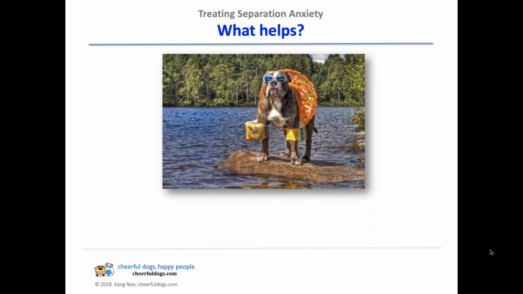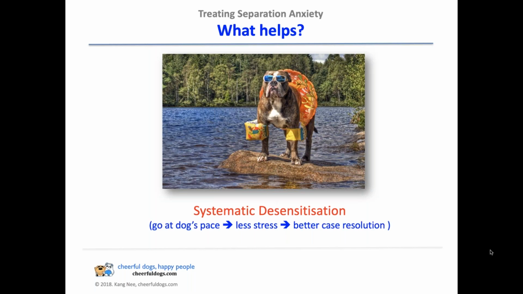However, what helps is, as I have suggested, systematic desensitization, where we let the dog set the pace of learning. Because if the dog is set up for success by going at a pace that it's comfortable with, it will cause it less stress, and therefore we have a better chance of resolving that case.